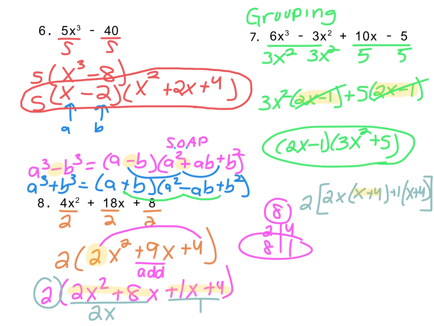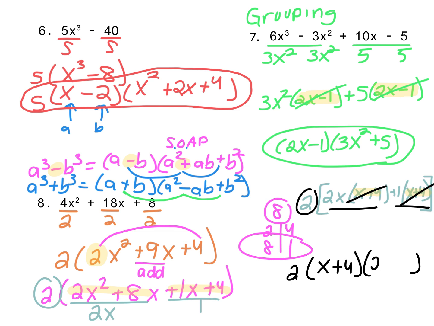So because these match, I can continue. If they didn't match, then I would have to figure something else out. So I have a 2 in the front from the beginning, and then they have an x plus 4 in common if I look at group 1 and group 2. If I take away an x plus 4 from both groups, or divide it from both groups, I'm left with a 2x plus 1 in my other group. And these are my factors on number 8. And that's every type of factoring that we have done.